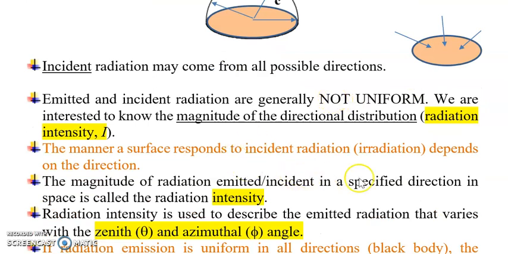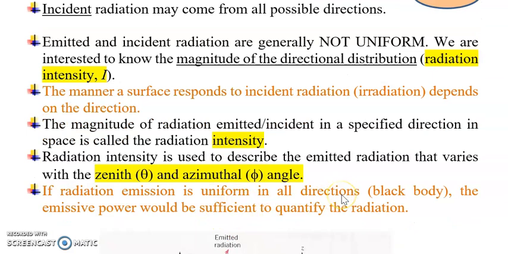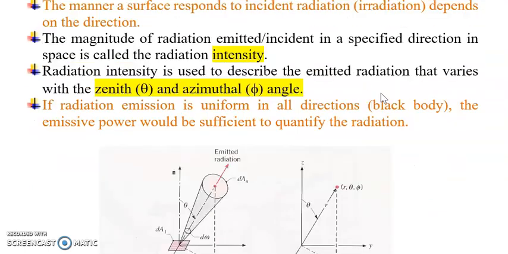The magnitude of radiation emitted, and incident, in a specified direction in space is called the radiation intensity. Radiation intensity is used to describe the emitted radiation that varies with the zenith angle theta and azimuthal angle phi. If radiation emission is uniform in all directions, like a black body, the emissive power would be sufficient to quantify the radiation. But we don't have a black body in real life, so you have to know the specified direction and the directional distribution.